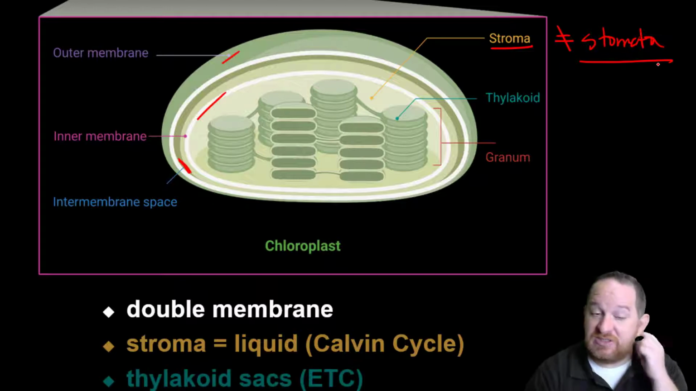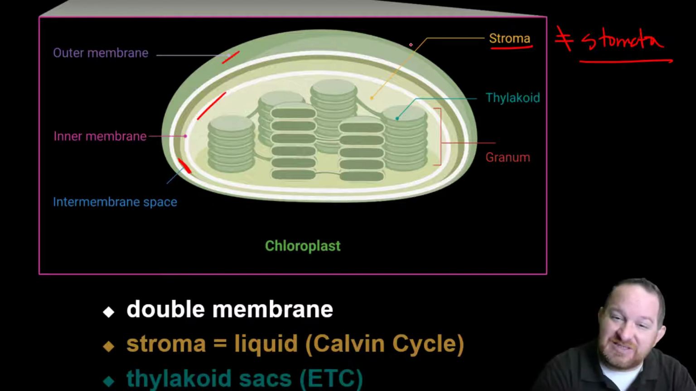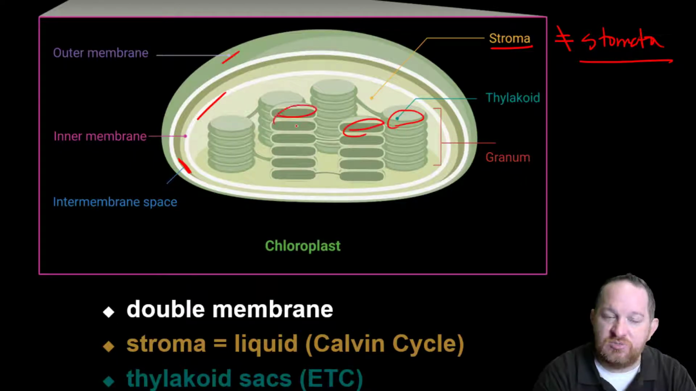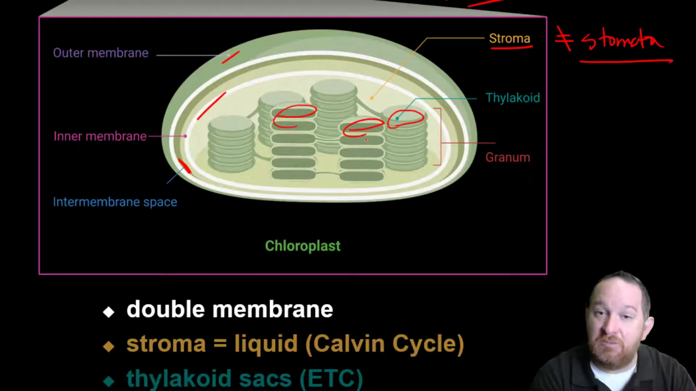You will also notice that we have these thylakoid membranes, right? There's a membrane, there's a membrane, there's a membrane. You'll see there's a lot of membrane, right? This is all about the membranes. Why? More membranes, more surface area, more reactions can occur.